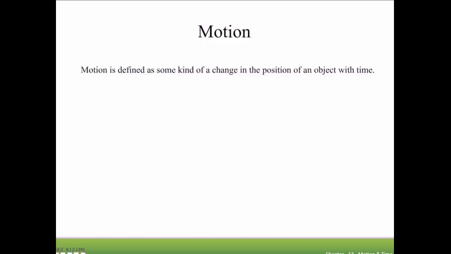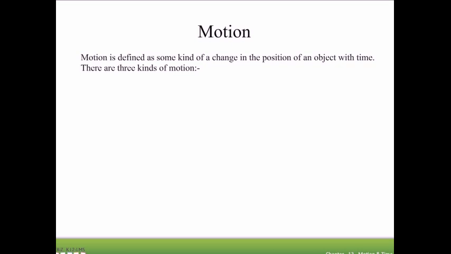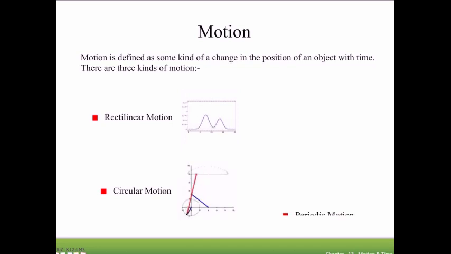Motion. Motion is defined as some kind of a change in the position of an object with time. There are three kinds of motion: rectilinear motion, circular motion, periodic motion.